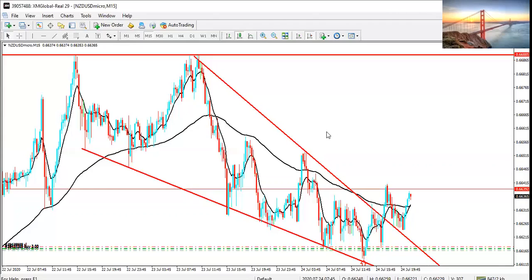So obviously, if the US dollar continues to weaken next week, I'm going to be holding this position for the long haul while we wait for the US dollar to continue to weaken.